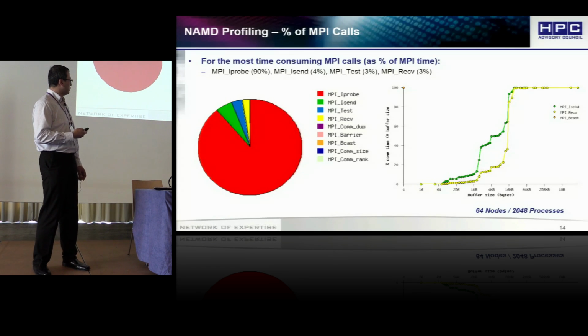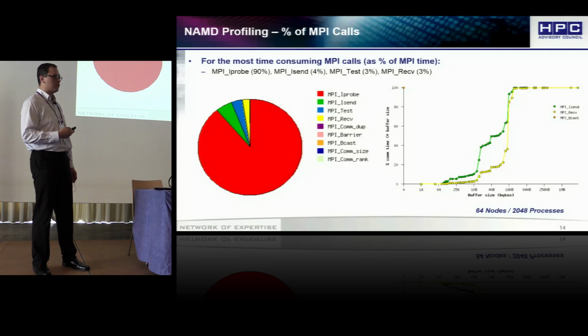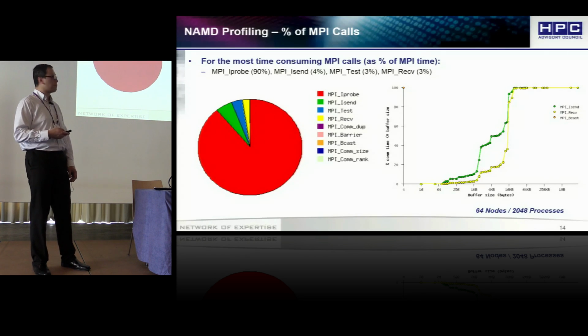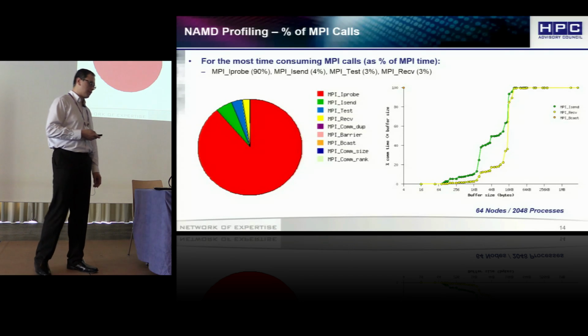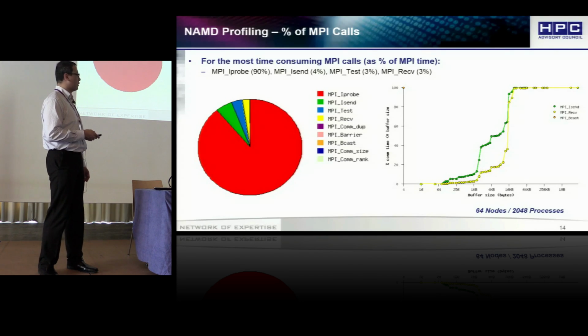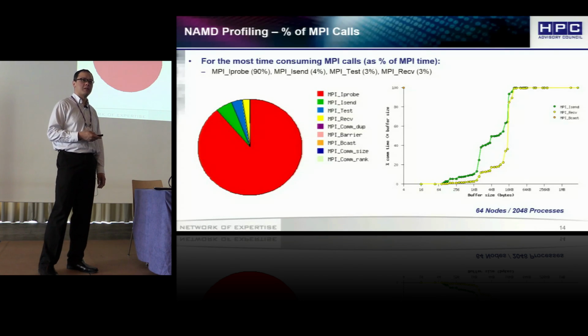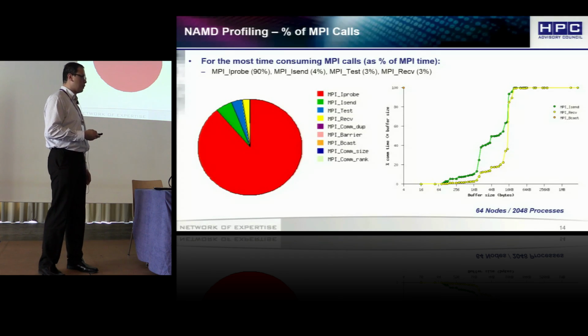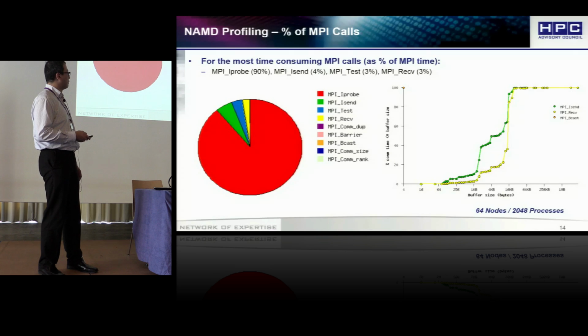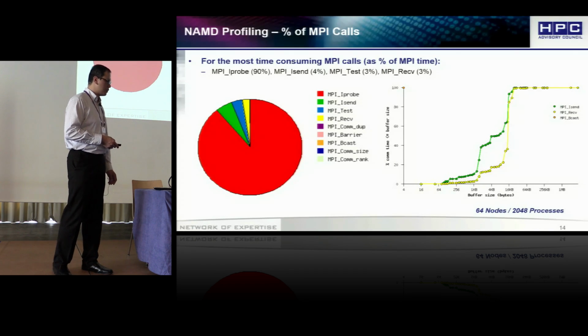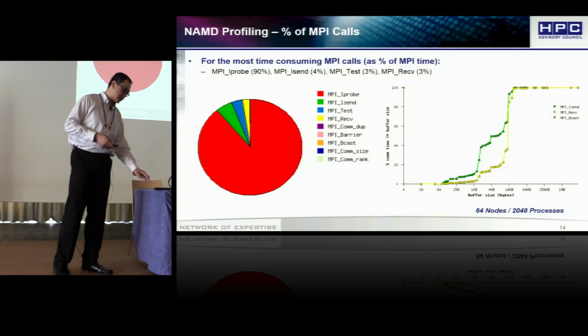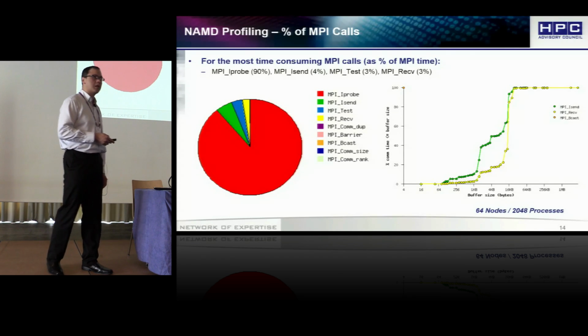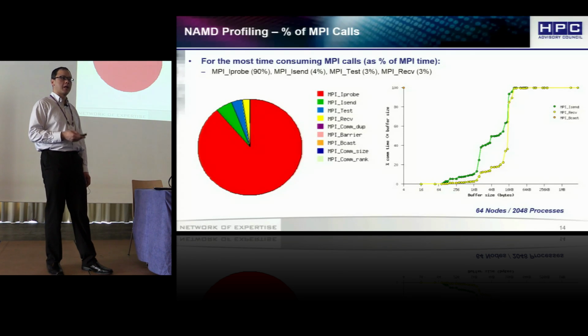Another slide shows the communication that takes place for NAMD. Approximately 95% of time for NAMD is spent on probing. So a lot of non-blocking communication takes place, which is another reason that NAMD can scale to many nodes, because not too much of the MPI time is spent on collective operations. So this is one good way of understanding what's going on inside the communication library within the application.